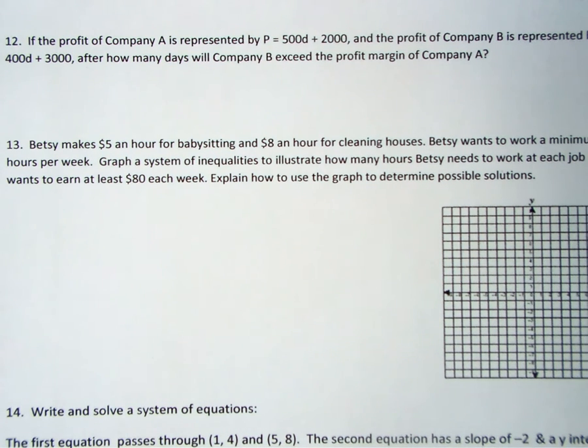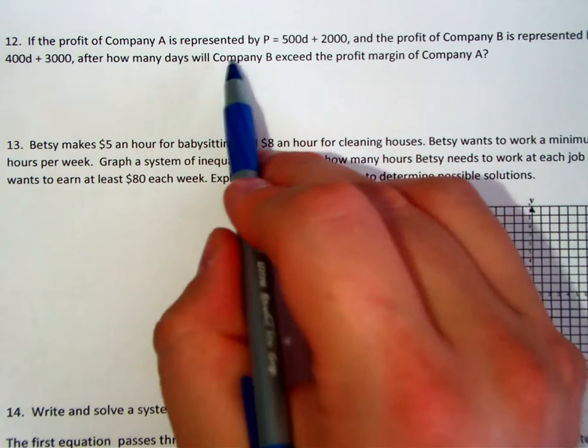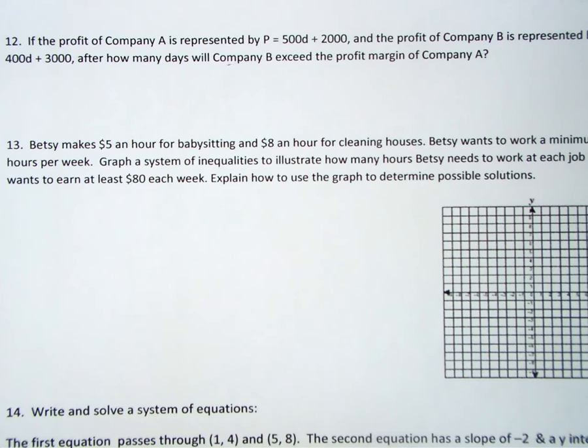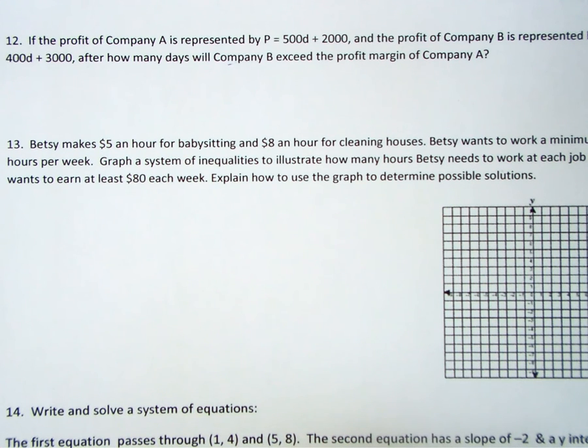If the profit of company A is represented by P = 500D + 2,000, and the profit of company B is represented by P = 400D + 3,000, after how many days will company B exceed the profit margin of A? So it would be nice to know where they're going to intersect. We're already told that company B will exceed after the intersection point. All right, so let's figure out where they intersect.